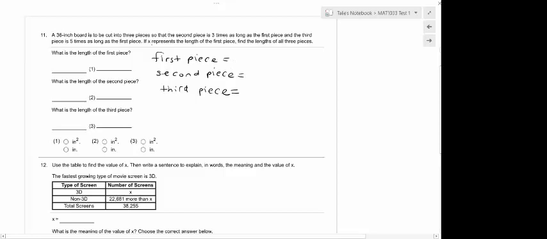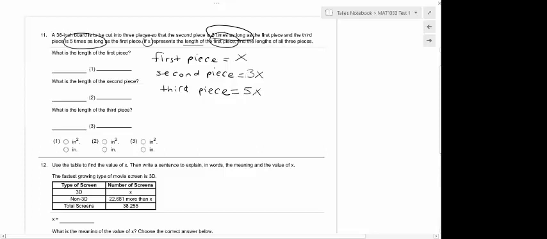So the first piece they actually tell us is going to be X, right? It says that right in the problem. X is the length of the first piece. So X for the first piece. Then what does it say for the second piece? It says the second piece is 3 times as long. So how would you write 3 times as long as the first piece? 3x. Good. And then it says the third piece is 5 times as long. So how would you write that? 5x. Good.